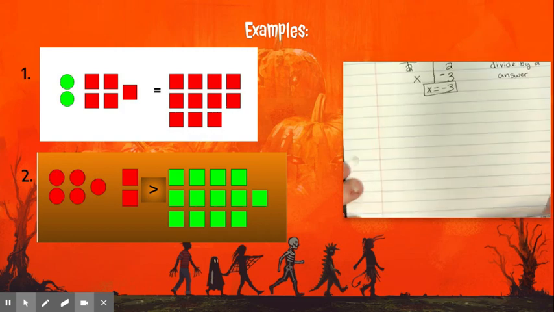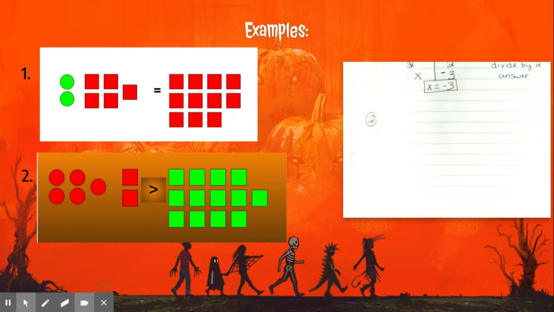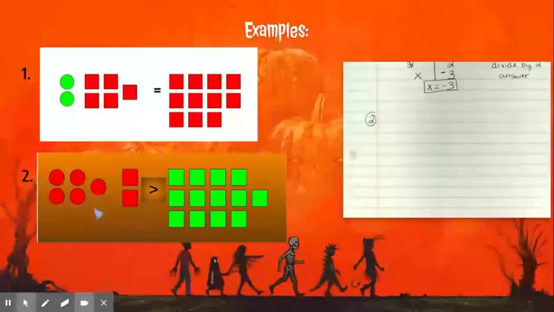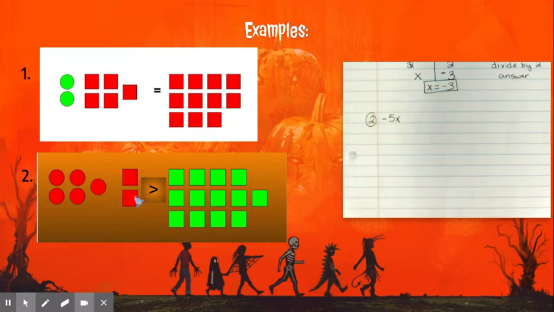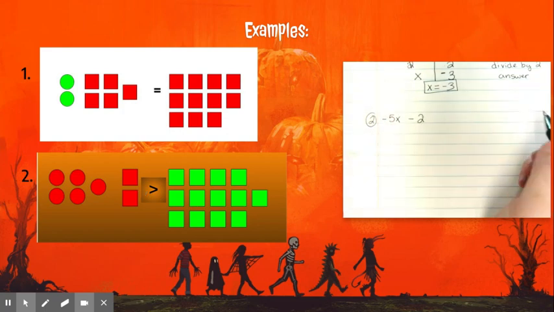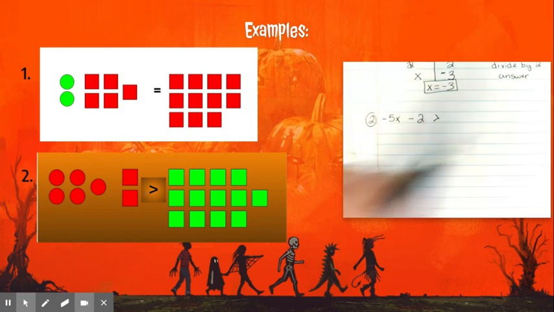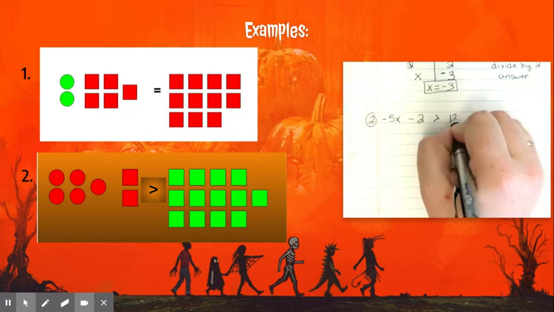So then number 2, our inequality. Look over here, that's 1, 2, 3, 4, 5 x's, but they're red, which means it's negative 5x. And these squares are red, which means we're subtracting 2. Greater than, let's see, 1, 2, 3, 4, 5, 6, 7, 8, 9, 10, 11, 12, 13. 13, and they're green, so it's positive.